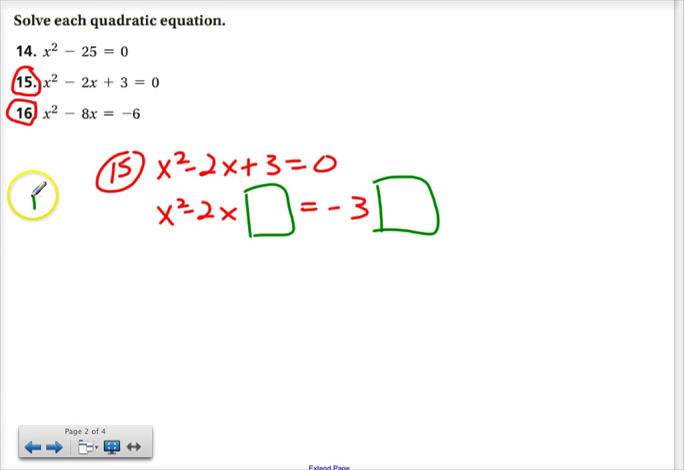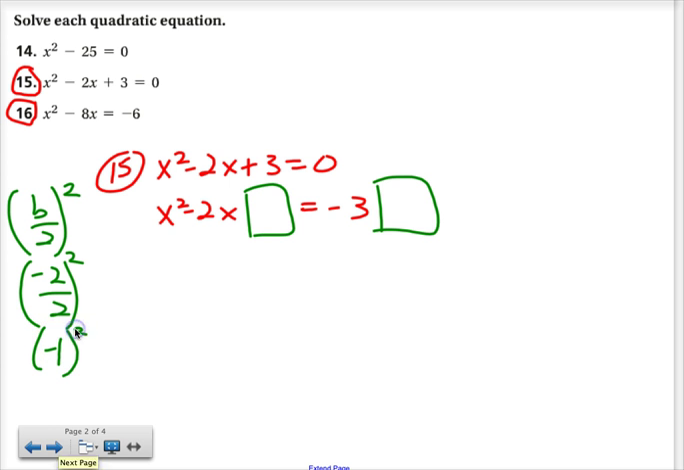by using that little b over 2 squared formula. So we have negative 2 divided by 2 squared, which is negative 1 squared, which is 1. So I need to add 1 to both sides of this equation. And that has created a perfect square trinomial. On the right-hand side there, negative 3 plus 1 is just negative 2.